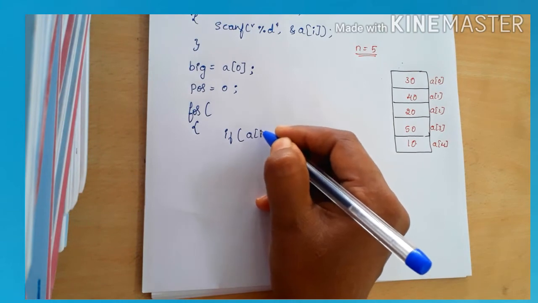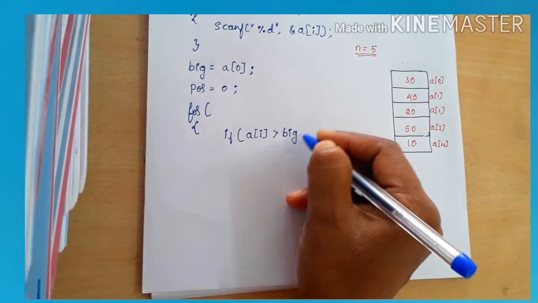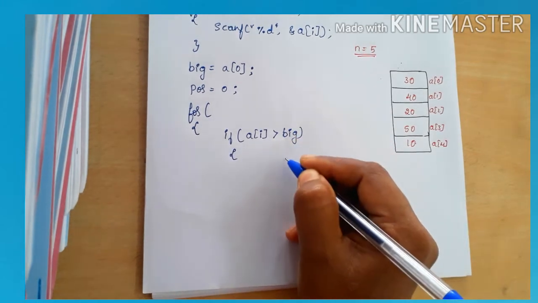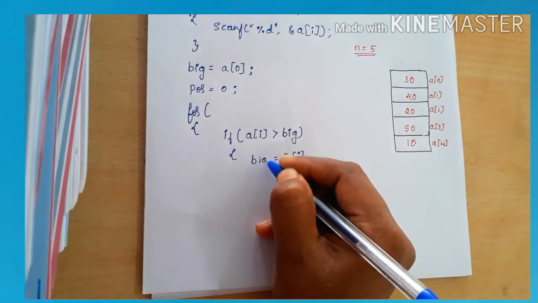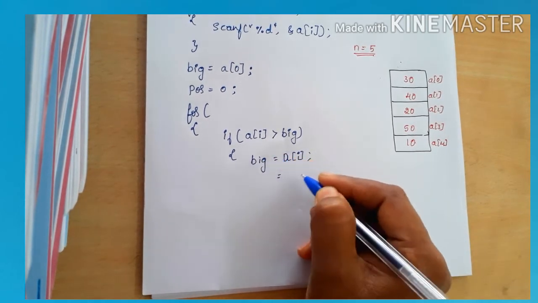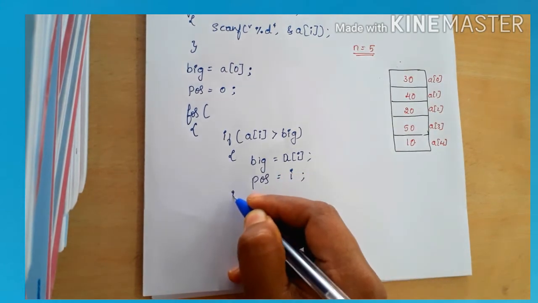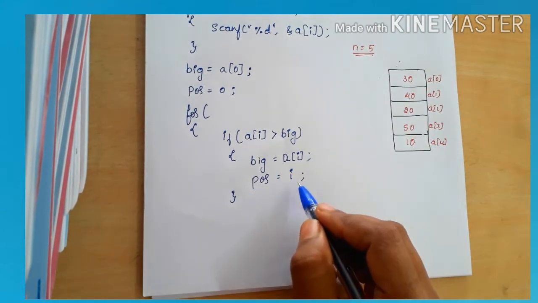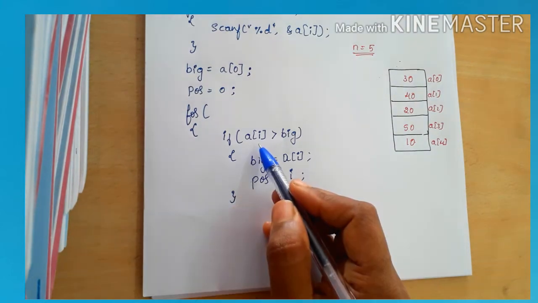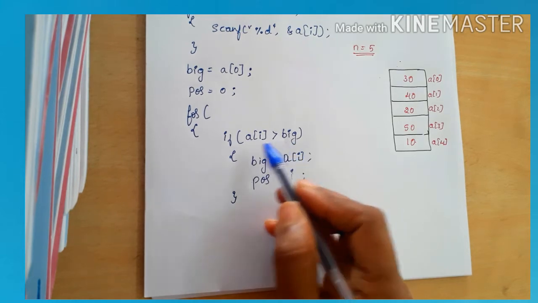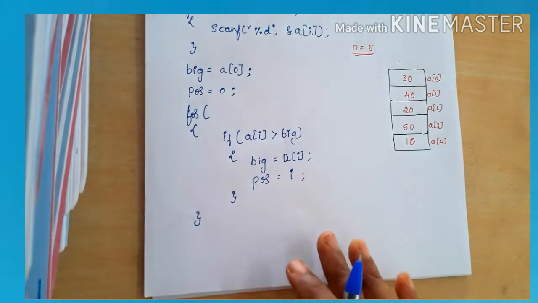Next element is A of I with big. In case that A of I is greater than big, we need to copy that A of I to big. And also we need to copy the position. Position is I, that is copied to the variable position. In case the next element A of I is not greater than big, control moves out of the if, and we go back to the loop.